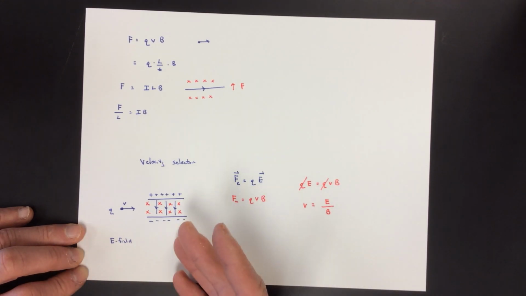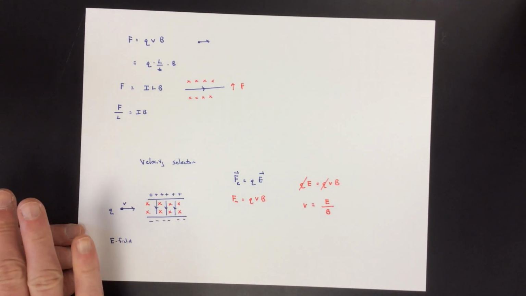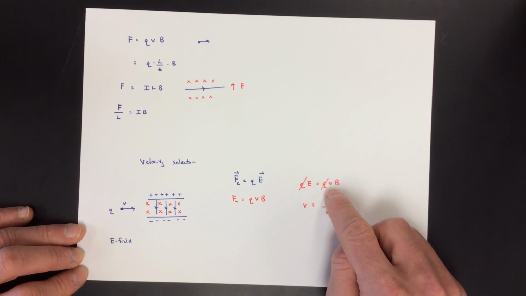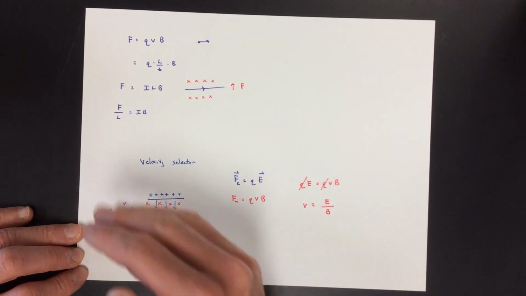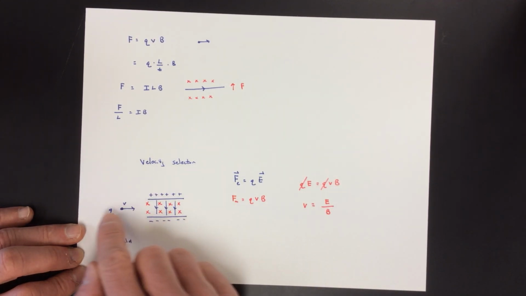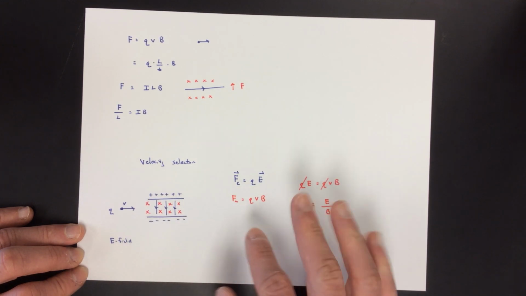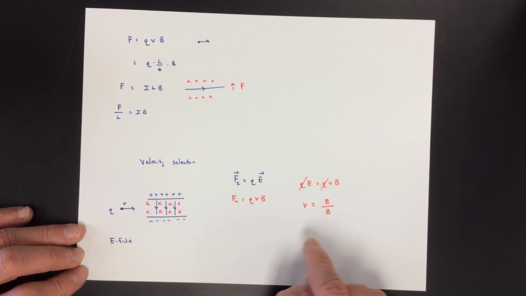And all the other ones, if they're going too fast, they'll get pushed up by the magnetic force. And if they're moving too slow, there's not enough magnetic force and they'll hit the bottom plate. But only the perfect ones get through. And so this is a way you can set up, if you were only interested in the speed of certain things, you can go that way.